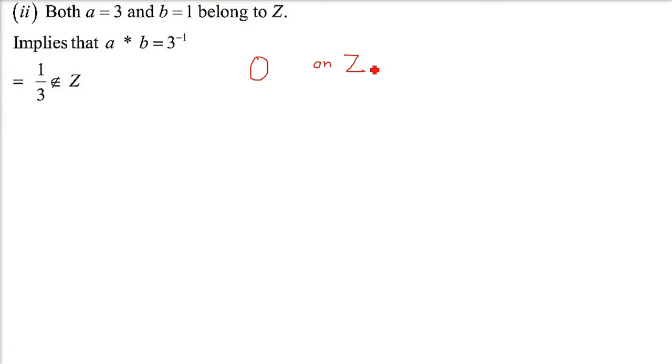So this is on Z, and now this set has changed. Previously it was the natural numbers, now it is the integers. It is defined by A operation B equals A raised to B, for all A, B belonging to Z. Now if you see, the first part and the second part, the previous one and this one, are exactly the same. The only difference is the set we are taking.